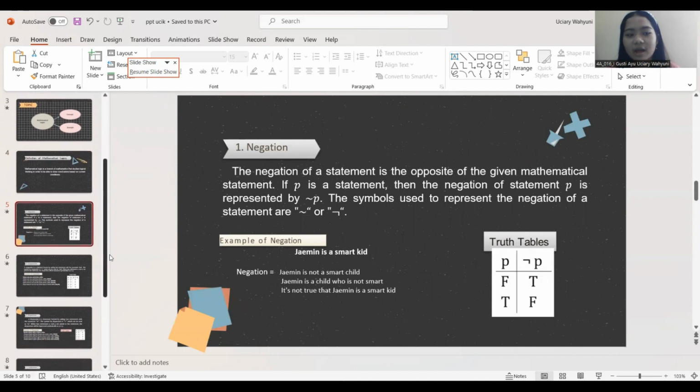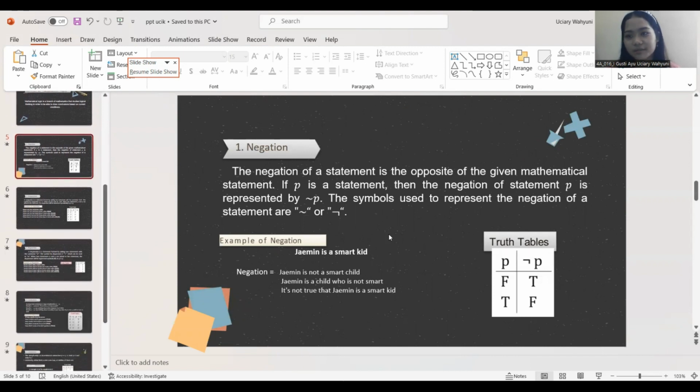Okay, the first, I will explain about negation. The negation of a statement is the opposite of the given mathematical statement. If P is a statement, then the negation of statement P is represented by not P. The symbol used to represent the negation of a statement is here, you can see on screen. To answer questions about negation, we should look at the truth table. Here is the truth table of negation.